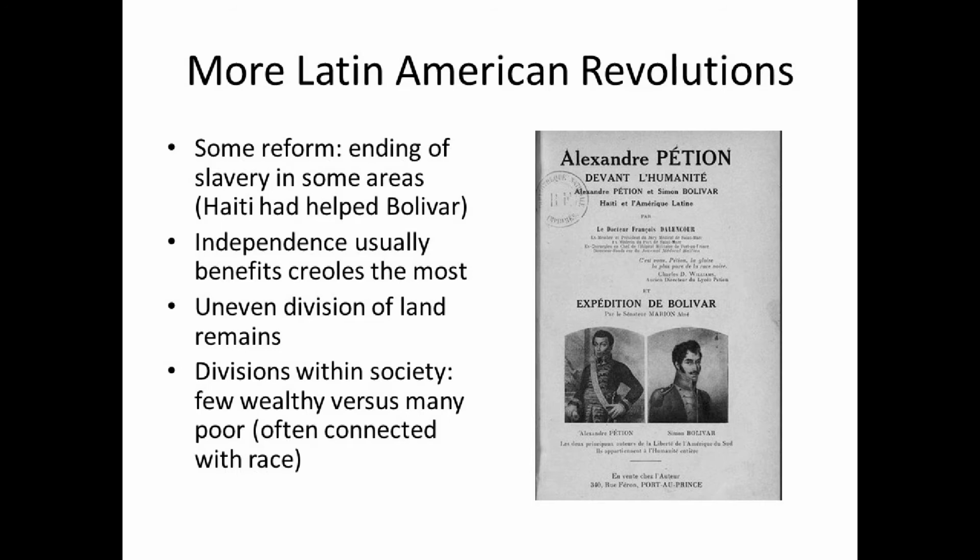So this is kind of a major problem, right? We have independence, but we don't quite, in a sense, have liberty. We've had, in a sense, a political revolution, but we haven't had a social or economic revolution. And in this way, many of these are similar in some ways to the United States, though they are more revolutionary in the fact that at least they got rid of slavery in many areas.